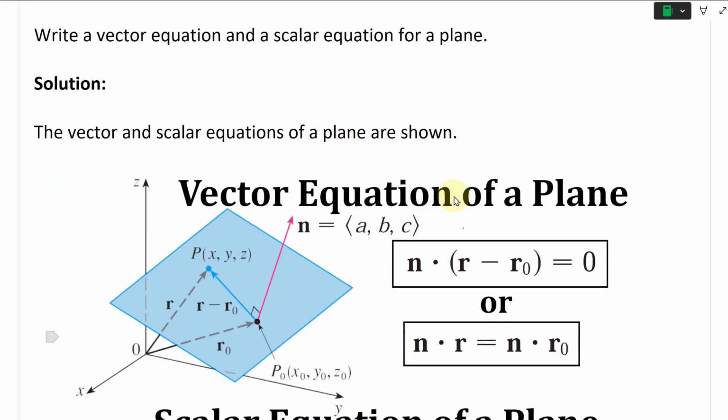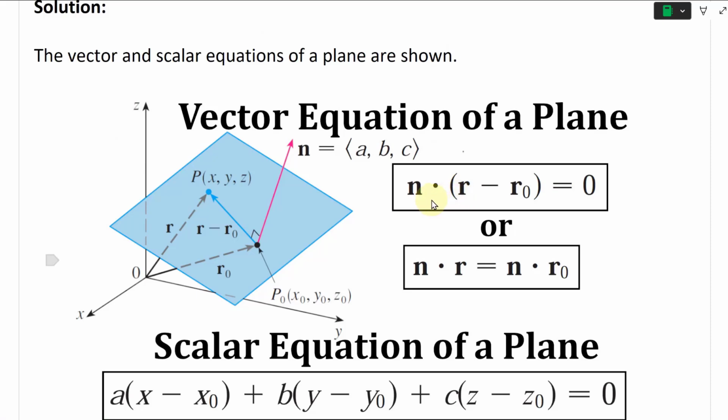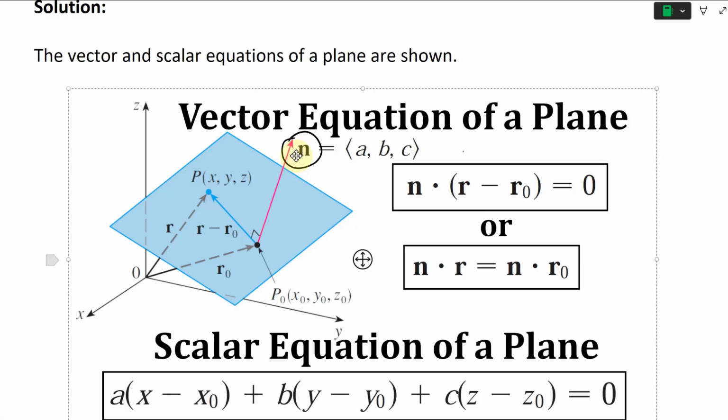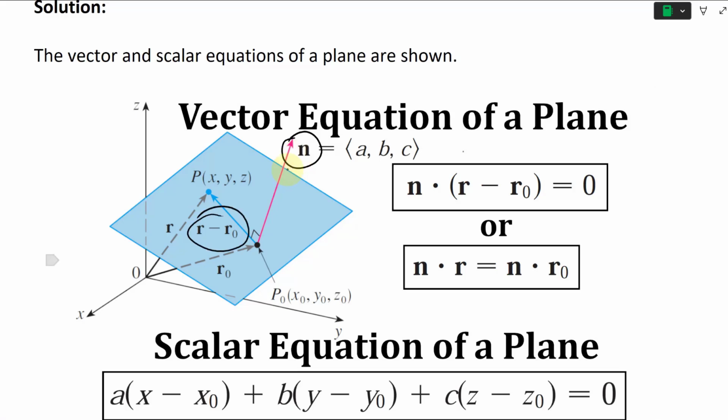So a vector equation of a plane, you can write it like this. The vector one is just going to be the normal vector dot, then you have this vector on the plane, r minus r naught, with that position vector, and then the dot product of it is equal to 0. In other words, it's perpendicular to this vector connecting from this point to this point, and it's perpendicular, so hence the dot product is equal to 0.